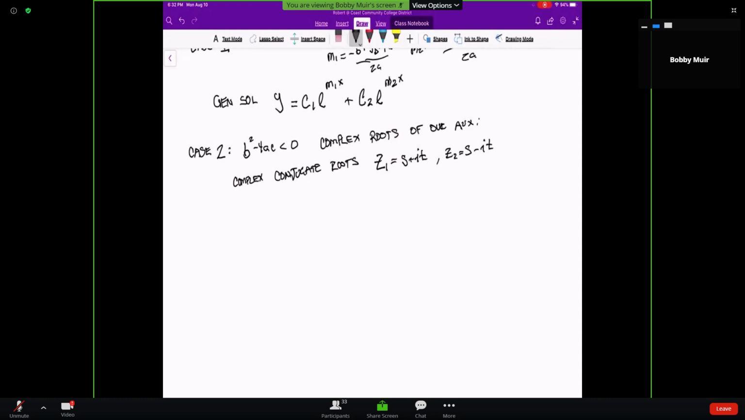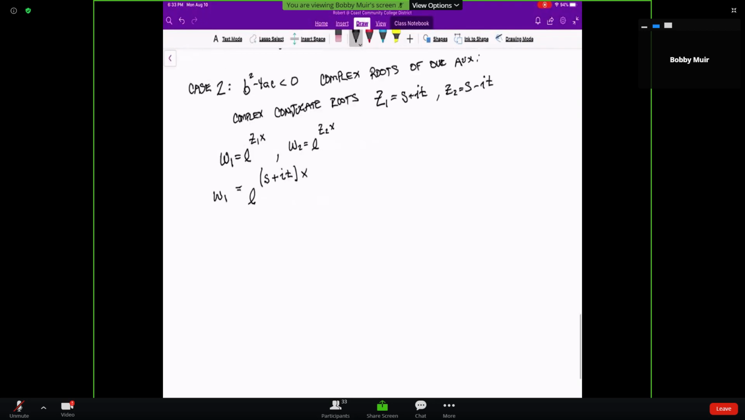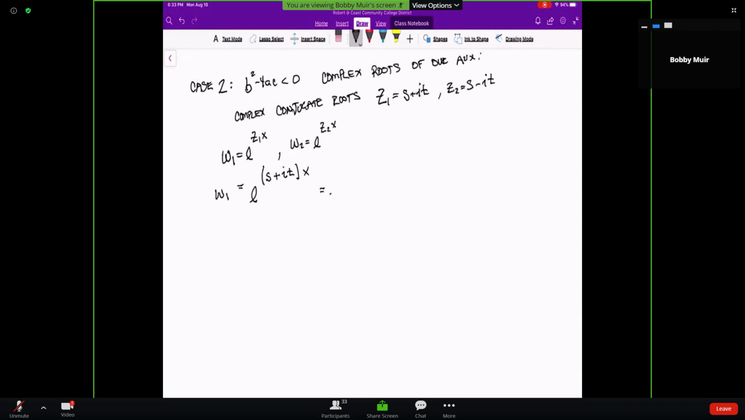So, now, remember that Euler's formula thing that we talked about last time? We know that we have two solutions, w1 equaling e to the z1x, and w2 equaling e to the z2x. So if I just track the first one around, this is going to be e to the s plus it x, excuse me on that one. Bless you. Which I'm going to write as e to the sx times e to the itx. Okay, now I'm going to use Euler's formula.